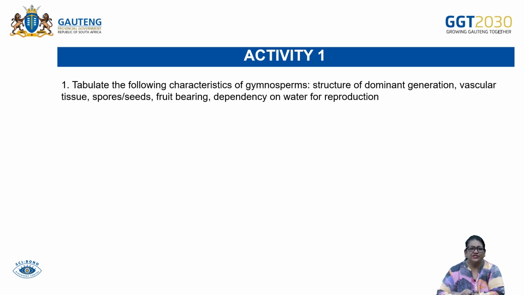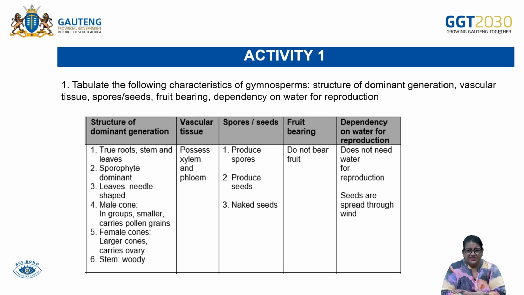Tabulate the following characteristics of gymnosperms in terms of structure, dominant generation, vascular tissue, spores, fruit bearing, dependence, and water for reproduction. So learners, this is the kind of table I'm talking about that you must have. This is now just for gymnosperms, but you can do this for each division: bryophytes, pteridophytes, gymnosperms, angiosperms. You look at it and say, which one is the dominant generation? It's a sporophyte. What is it made up of? True roots, stems, and leaves. Why? It has conducting tissue, vascular tissue, and strengthening tissue. It possesses xylem and phloem.